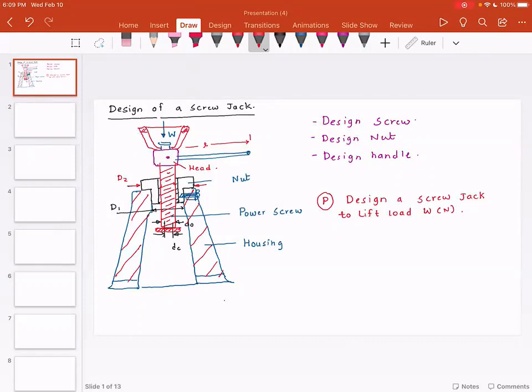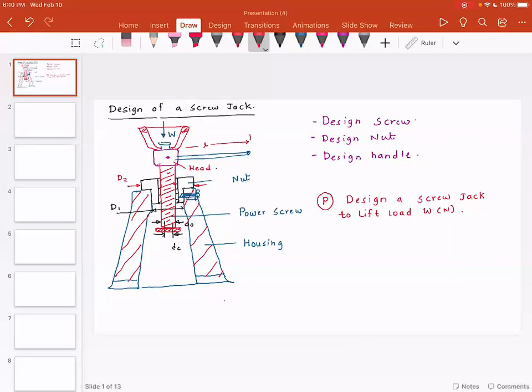And at this point, they may give us the different materials. They will say the nut is made up of alloy steel, or the screw is made up of some other alloy steel. The handle is made up of mild steel. The head is made up of some other material. So they could either specify the materials, or it could be just open-ended.